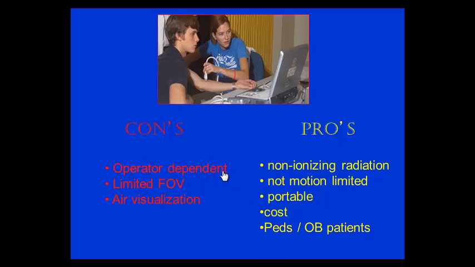But what are the cons? Well, it's operator dependent, and you've still got to create the picture yourself. And our friends here are a couple of our students. They're kind of studying at that, trying to figure out what they're looking at. And you've got a limited field of view. It's a smaller field of view than you get with a CT scan. And then air can cause some problems with limitation. We don't really see the lungs very well, but we do see fluid-filled structures.